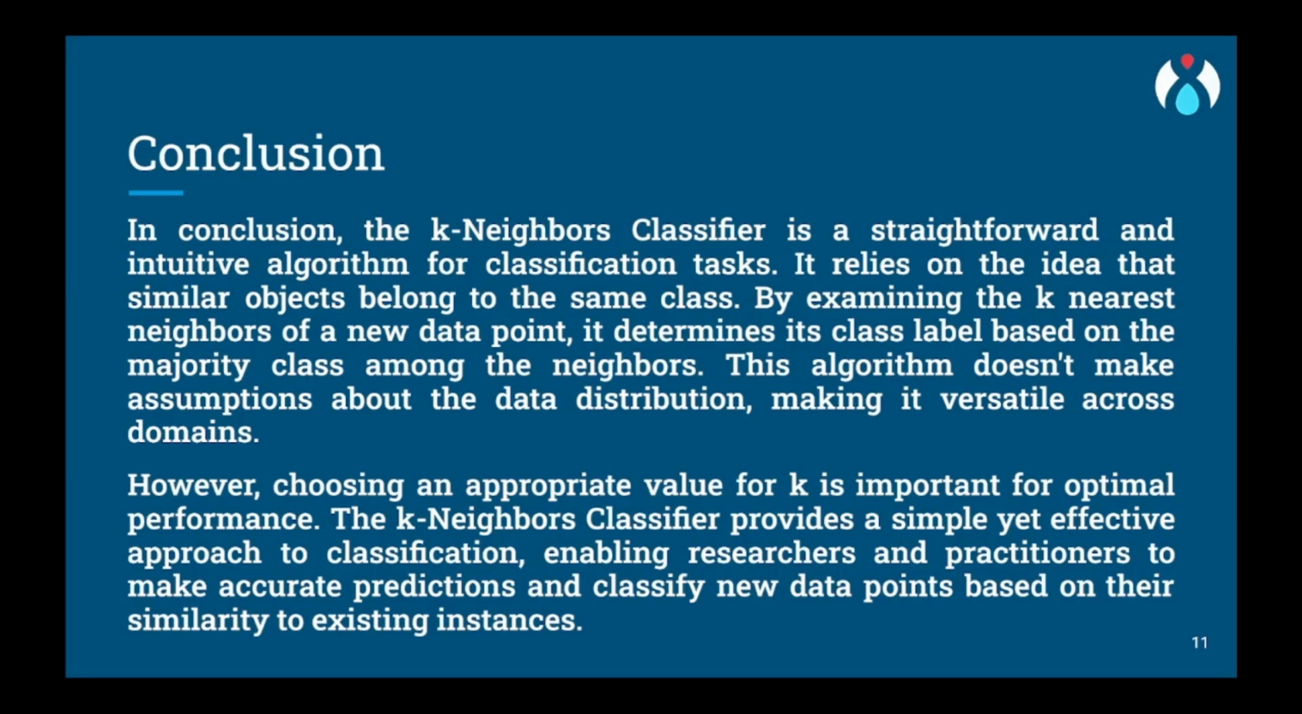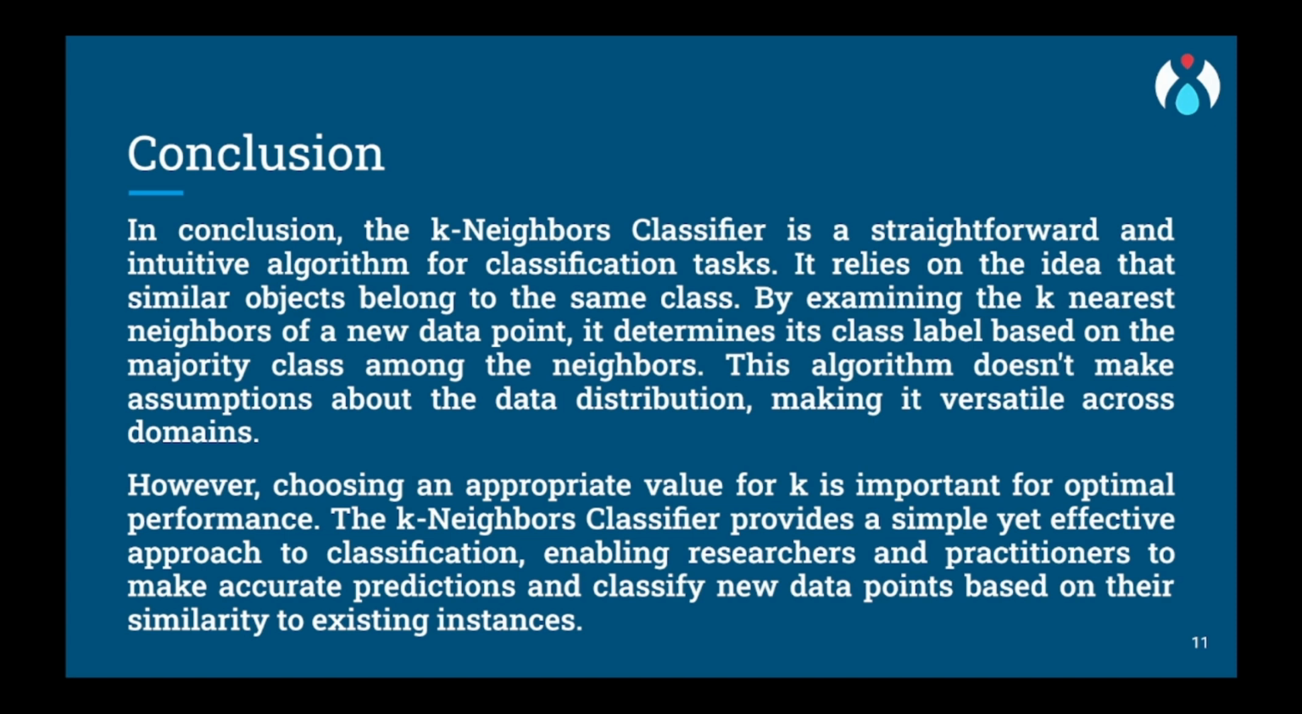Okay, so in conclusion, the K nearest neighbor or KNN classifier is a straightforward algorithm with applications in various fields, including image recognition, text classification, and recommendation systems. Its simplicity is a key advantage as it is easy to understand and implement. KNN does not require explicit training and can handle multi-class classification problems. It is also robust to noisy data and can adapt to complex decision boundaries.